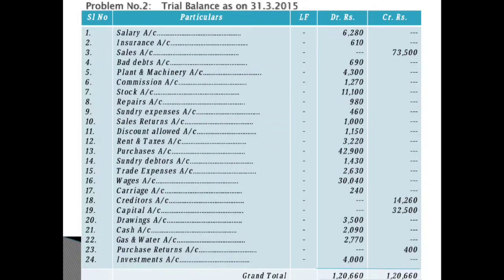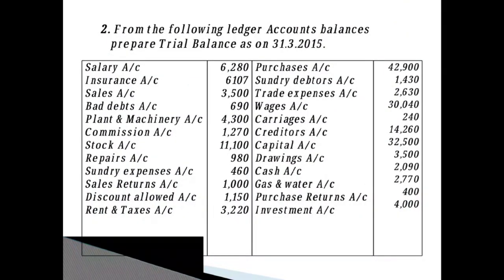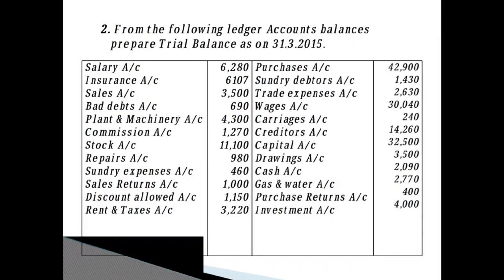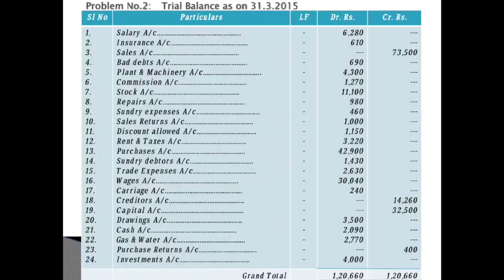See, this is the solution you have. First one, salary account, which you have to record in the debit column because it is an expense, right? 6,280. Secondly, insurance, 610 rupees. Sorry, not 6,107, it is 610 rupees you have. You will just make a change here. So insurance, it is an expense for us, so it will show in the debit column, 610 rupees.